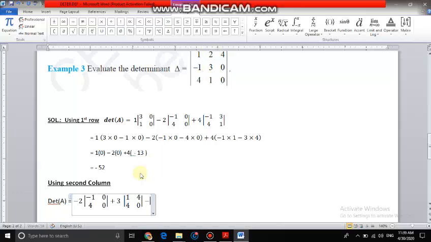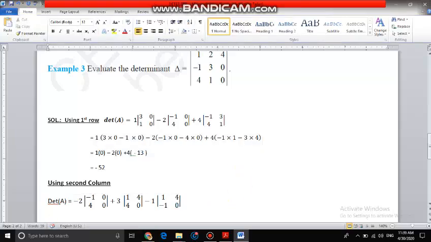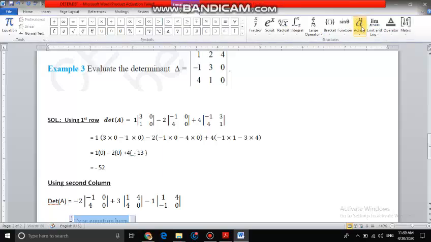Then I said the third sign will come again negative. The third element is 1 into, so this is the third element, 1 I put here, that is third row, second column. If I exclude third row and second column, my left out elements are 1, 4, minus 1, 0. Understand? So now what do you get? Again, let me go for equals to, insert equation.